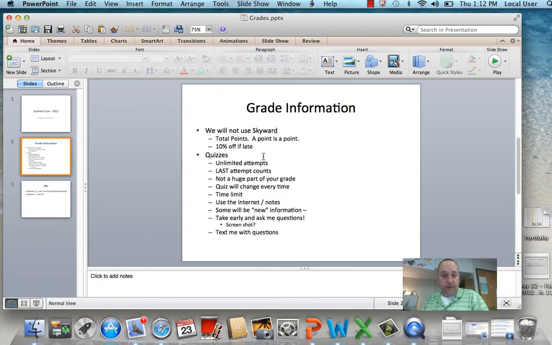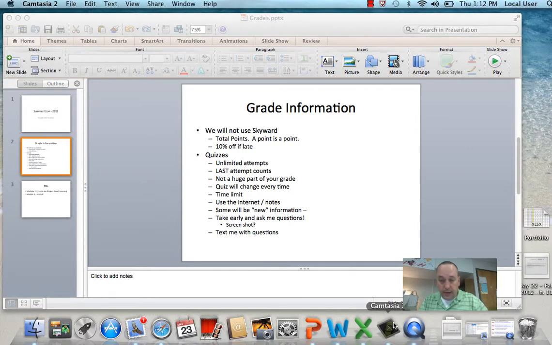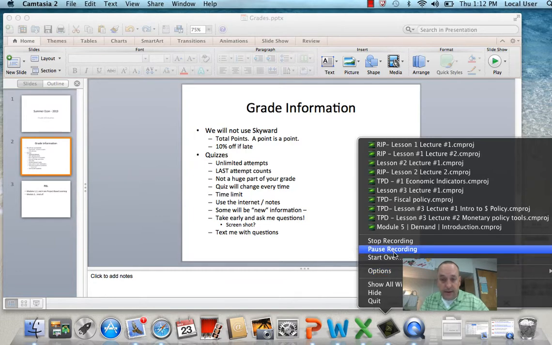Quizzes are a little bit different. You can do these quizzes as many times as you want, but they do cut off at a certain deadline, at midnight of whatever day they're due. And you can do those in advance. You can do them as many times as you would like, and you can check your answers. You can use the internet.